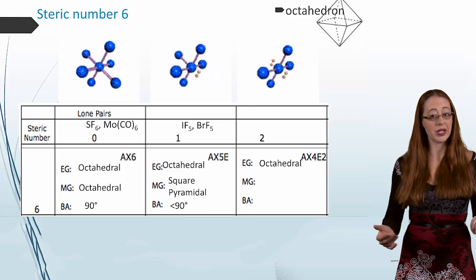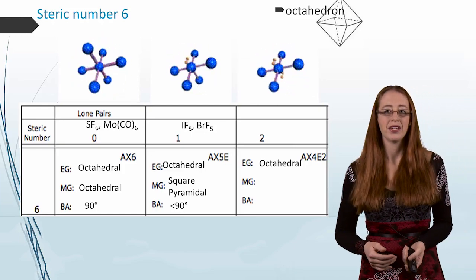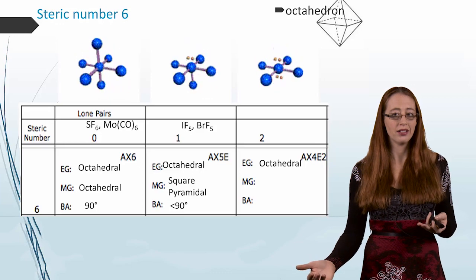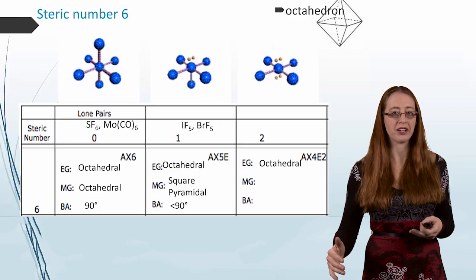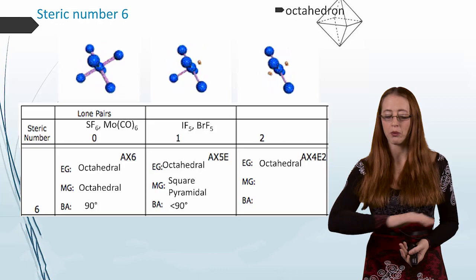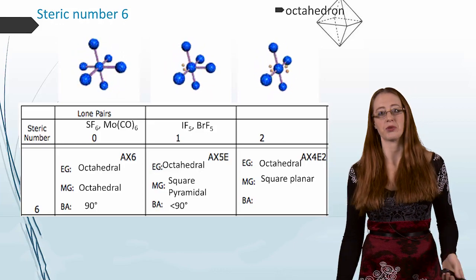Think about this one and see if you can guess the name, even though we haven't talked about it. We have the shape that is a square, and it's not in a pyramid or anything like that. We just have a square shape all on one plane, and so we call that square planar.